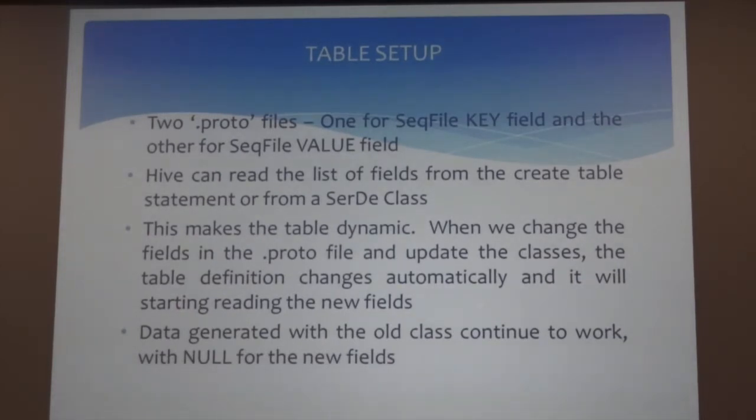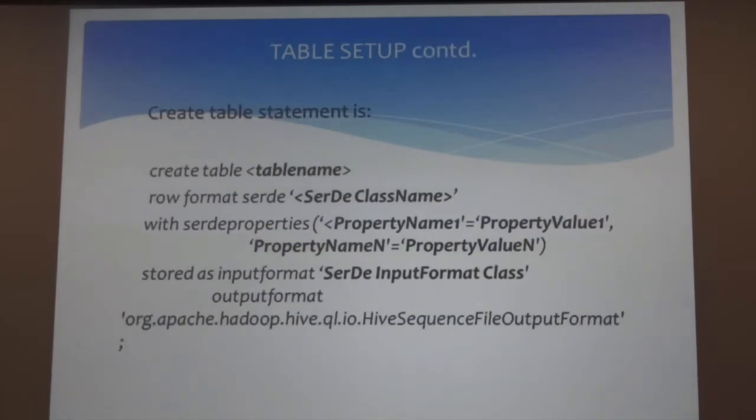So it looks like the table is dynamic. Without this SERDE, you cannot even do describe table because it doesn't know what fields are there unless the SERDE is accessed. So you add a new field, update the SERDE, update the Java class. When you run describe again, you will automatically see the new field, but the data that you created with your old class will still work. Apparently the new fields will have nulls in the old data.